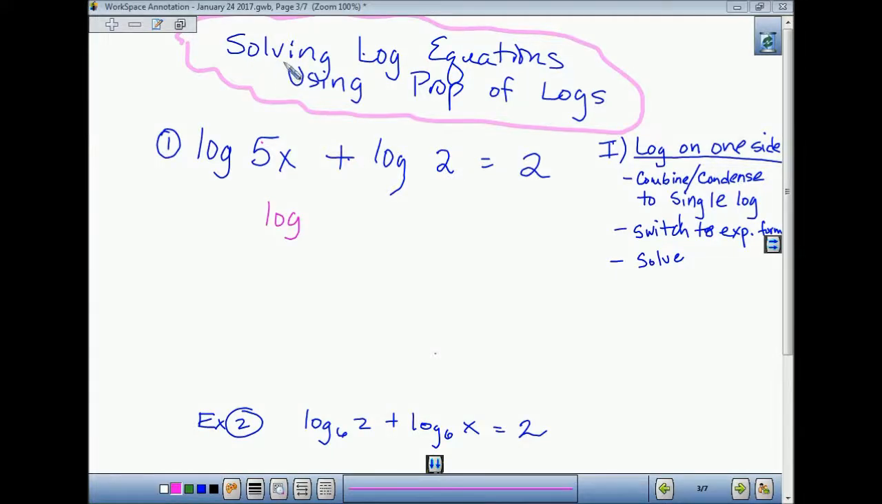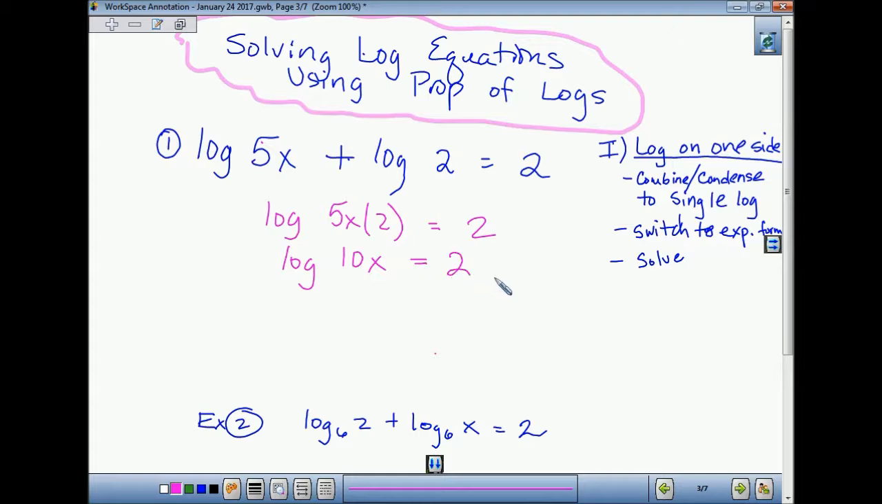Okay, so today we're solving logs using properties of logs. If we have logs on one side, these are our steps every time: condense to a single log, switch to exponential form, solve. So in example 1, to condense, this addition becomes what? Multiplication. So we get 5x times 2 equals 2, so this is log of 10x equals 2.